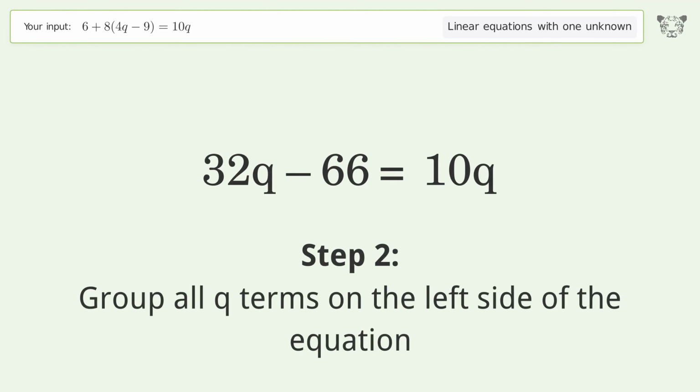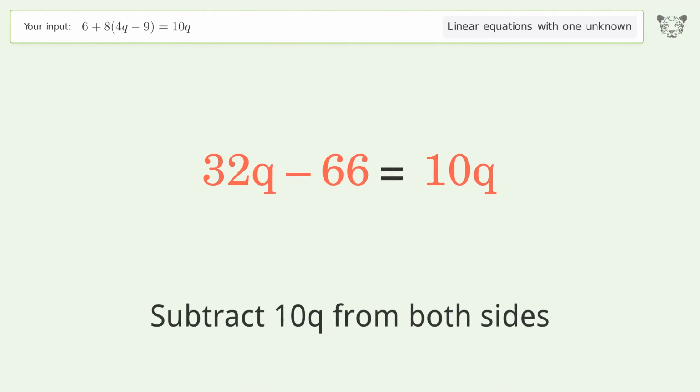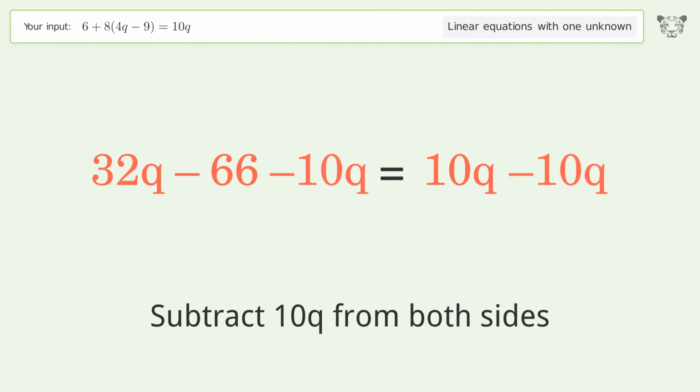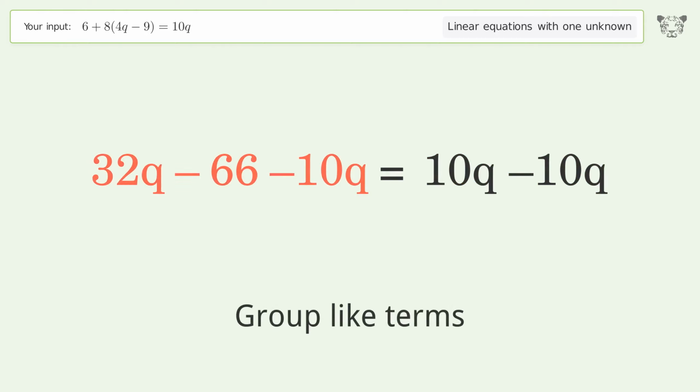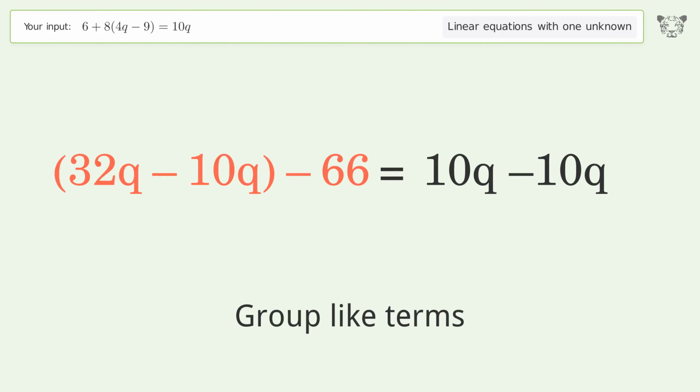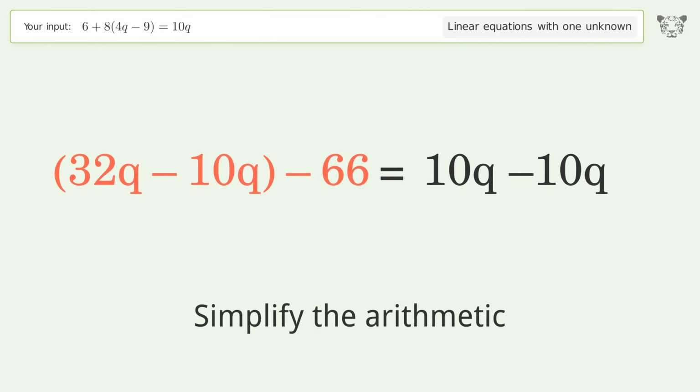Group all q terms on the left side of the equation. Subtract 10q from both sides. Group like terms. Simplify the arithmetic.